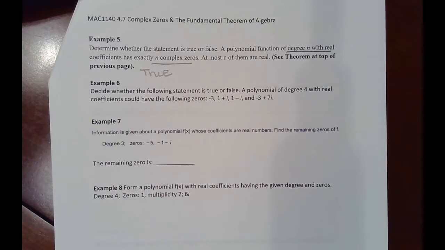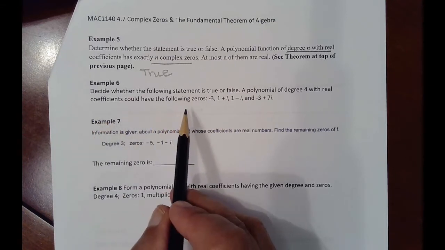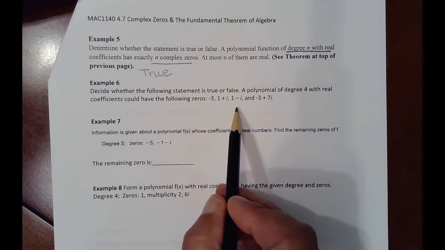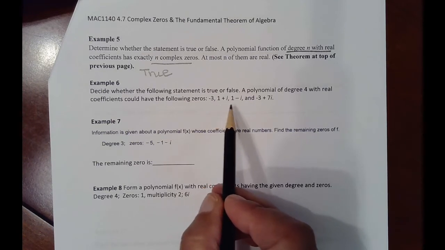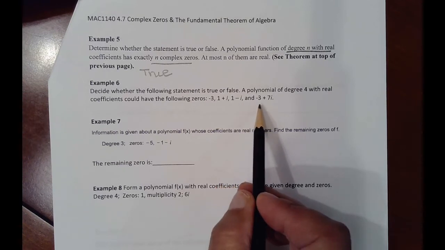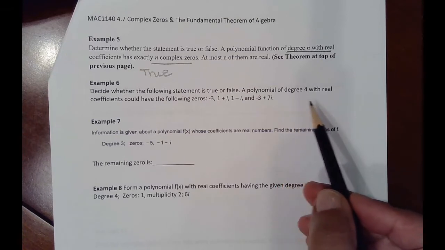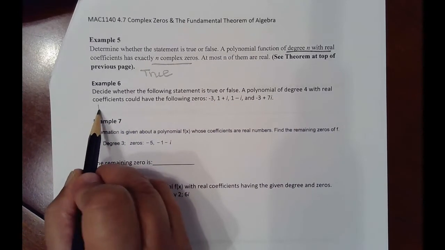Okay, example 6. Decide whether the statement is true or false. A polynomial of degree 4 with real coefficients could have the following zeros: -3, 1 plus i, there's its conjugate, because every time you have a complex 0, its conjugate should also be amongst the solutions. And then you see that this is a solution, negative 3 plus 7i, but yet they do not mention negative 3 minus 7i, and that needs to be a solution. So is this true or false? It is false.